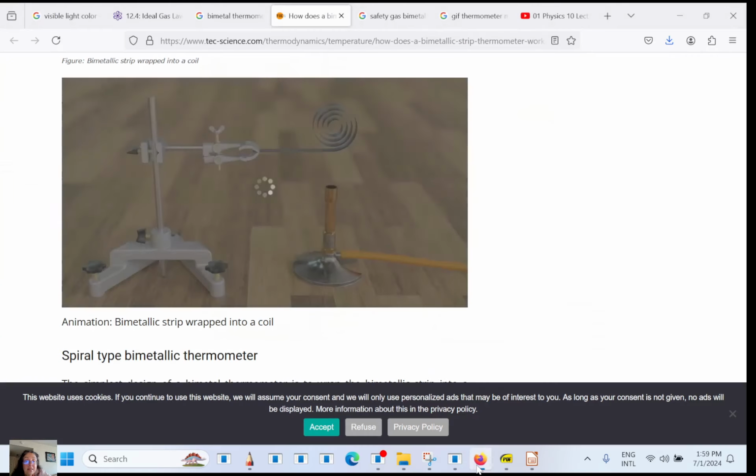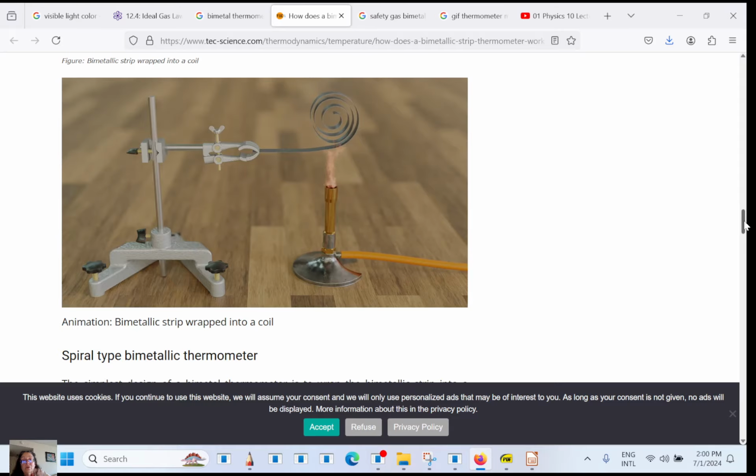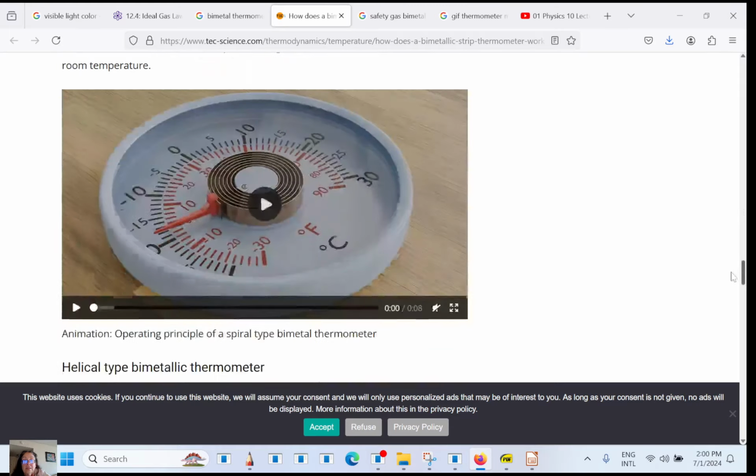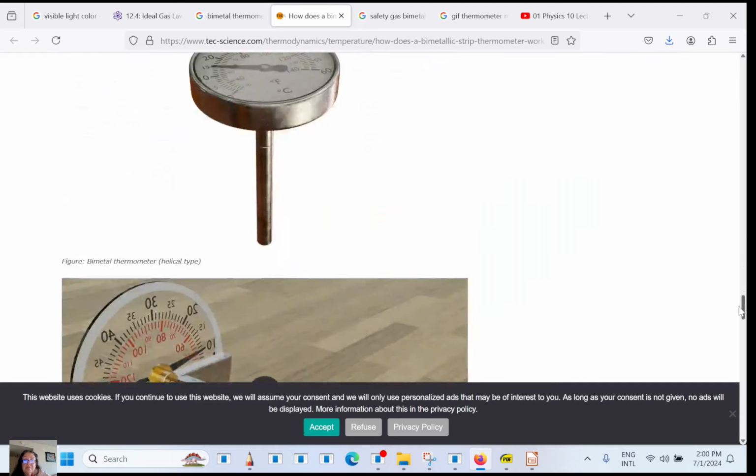And again, in this website, they're going to show you. You see how the spiral is expanding, and then it's cooling down, it's contracting again. So that's how we can use that in a thermometer, but also in a thermostat. See? You see how it works here? So if the temperature increases, that thing is going to expand, and that pointer is going to move in this direction.